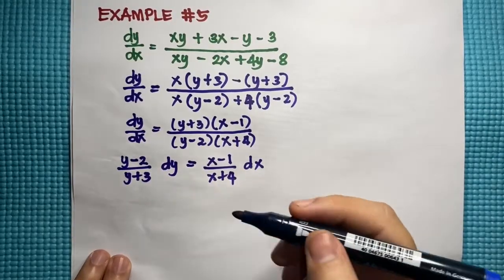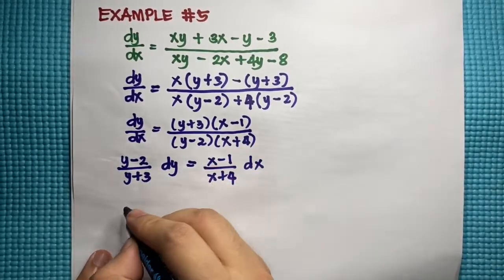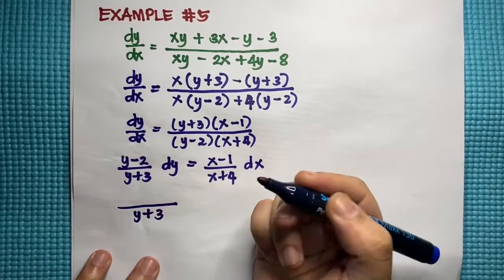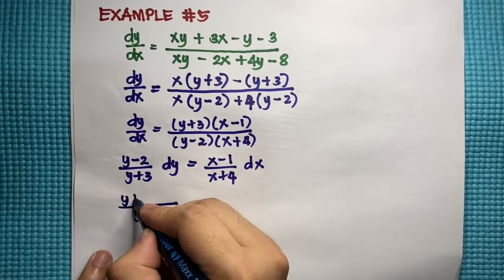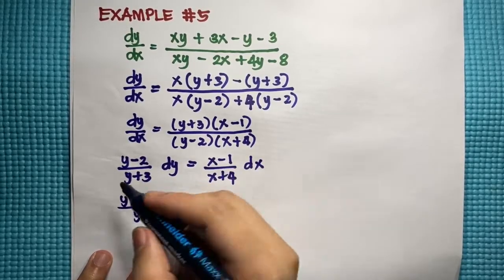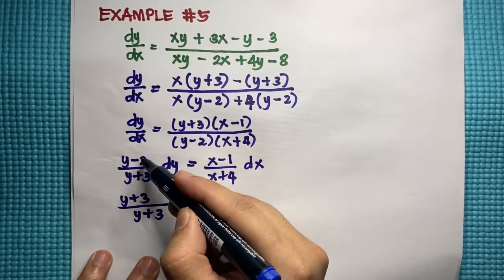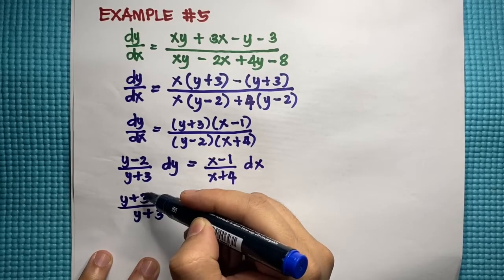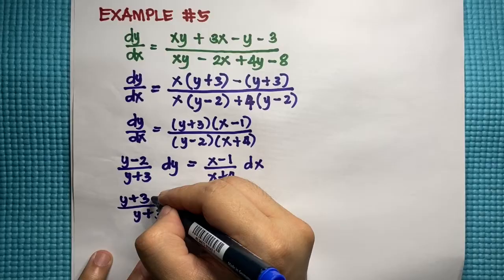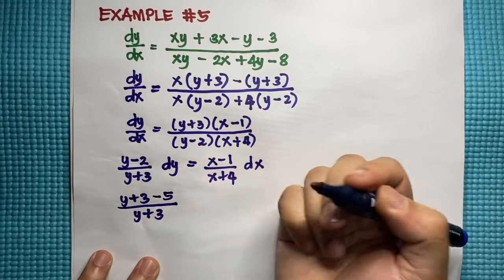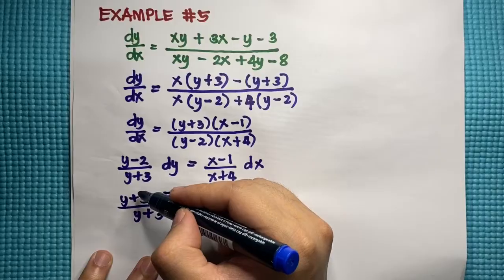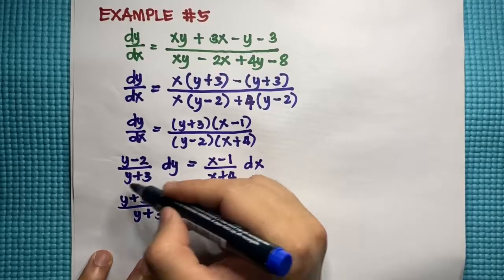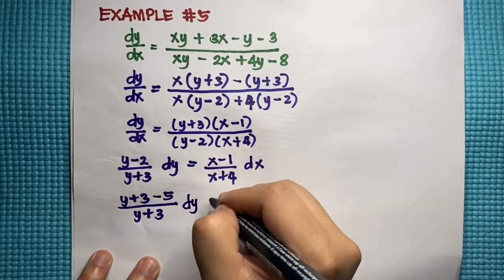But to prevent us from doing the long division, what I would suggest is that if I have y plus 3 in the denominator, I could write y plus 3 in the numerator as well. But the problem is, the numerator has a negative 2. Since I added plus 3 here, I need to subtract 5 in the numerator, such that 3 minus 5 still gives us negative 2, without changing our function for y.